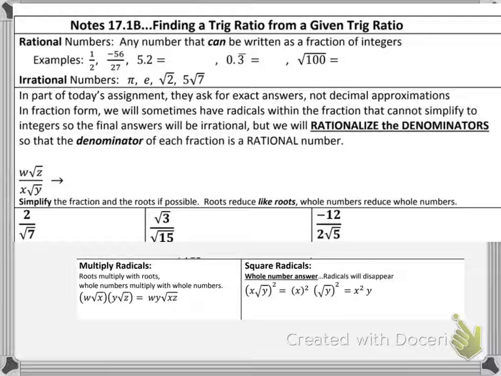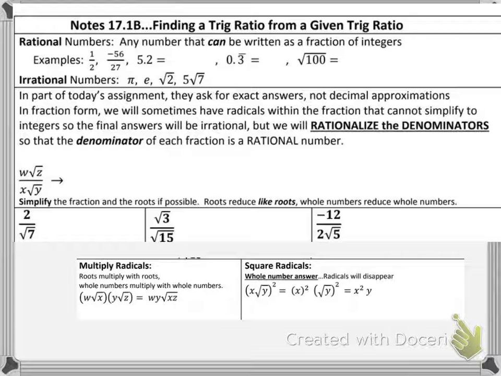Rational numbers are any number that can be written as a fraction of integers. 1/2 is a proper fraction, small on top, big on the bottom, and it happens to be positive. My next example is negative 56 over 27. It happens to be negative, and it's okay to have negatives. Improper fractions, with a big number on top, can still be rational numbers.